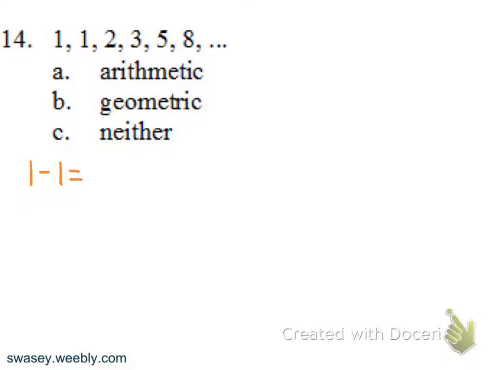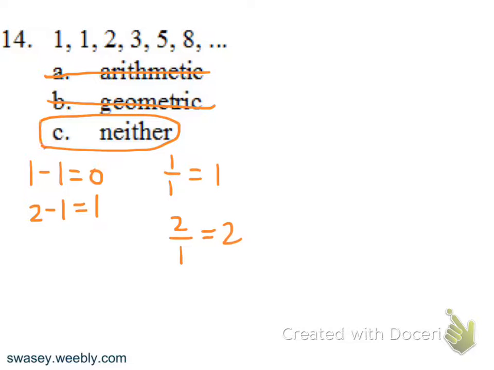1 minus 1 is 0. 2 minus 1 is 1, so it's not arithmetic. 1 divided by 1 is 1. 2 divided by 1 is 2, so this is not geometric. This one happens to be neither.